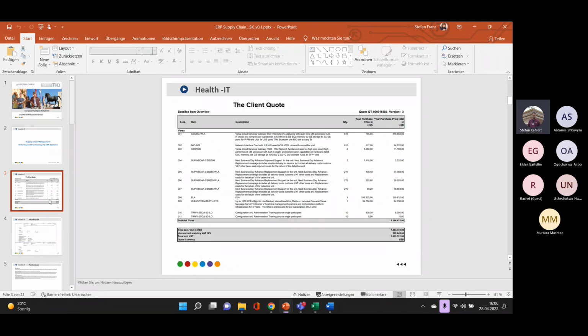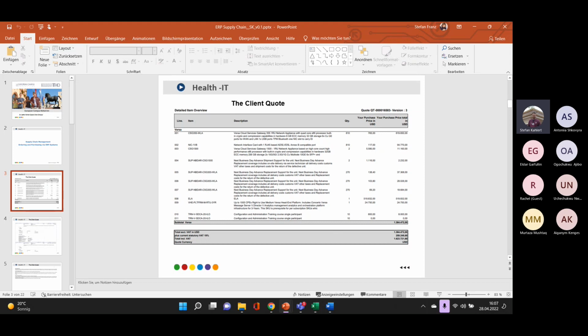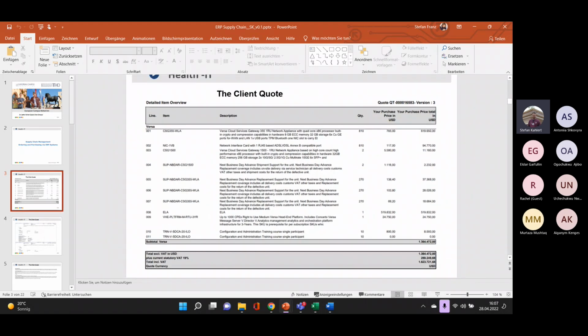So for any deal you make, you usually start with a proposal, with a quote, with a request for proposal quote, or with a budgetary quote. And this is how it looks when you get it out of an ERP system. So I have taken an example for Versa. You see it here.